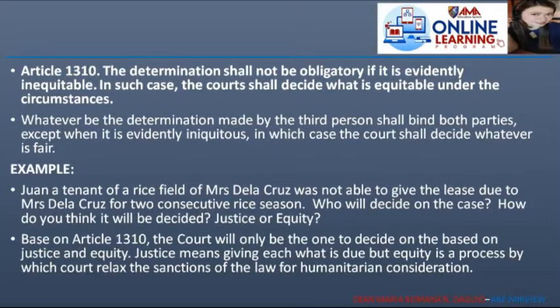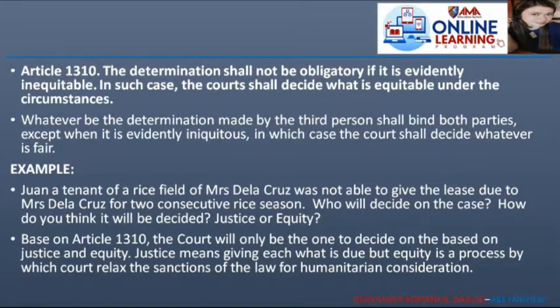ang mangyayari dito, no, ere-relax ng korte yung sanctions ng batas. Meaning to say, hindi niya totally ipapataw kung ano nakasaad sa batas. No, ang gagawin niya, mag-apply siya ngayon ng humanitarian consideration. Kasi titingnan niya, equity nga, di ba? Titingnan niya, ano bang circumstances? Bakit hindi nakapagbayad si Juan kay Mrs. De La Cruz? So, say for example, that is because of some fortuitous events, no?